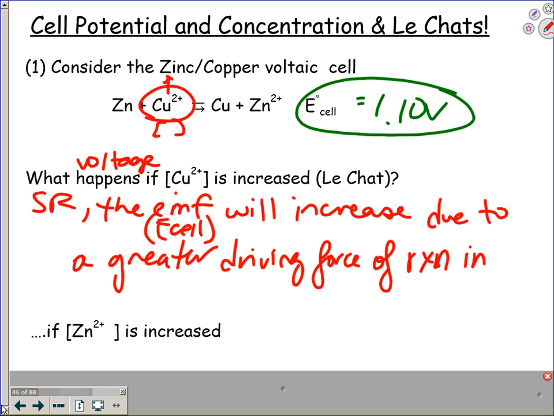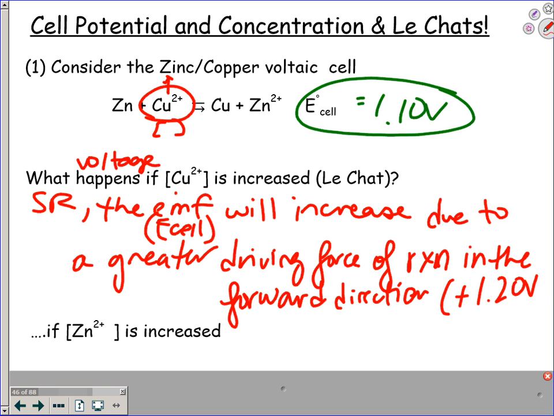You have to specify, since we're talking about the forward direction, we're forcing electrons to be delivered, which would then help us with our E cell value. So shift right, the electromotive force will increase due to a greater driving force in the forward direction. Now, it's not going to drastically change E cell. If E cell is 1.1 volts, it might go up to like 1.2 volts. It's not going to make a 9-volt battery all of a sudden. So it's probably going to go up some, but you could estimate that and then actually calculate it as well.